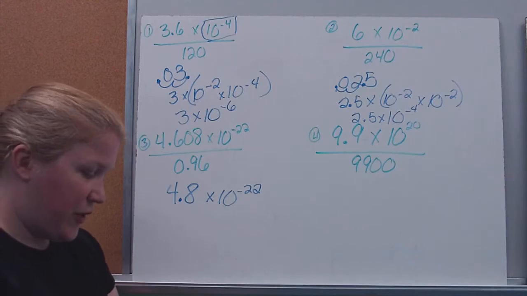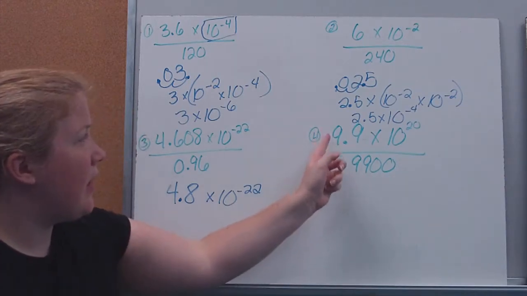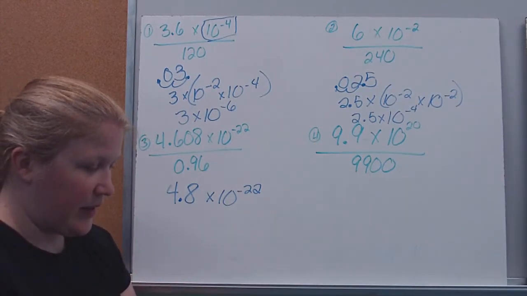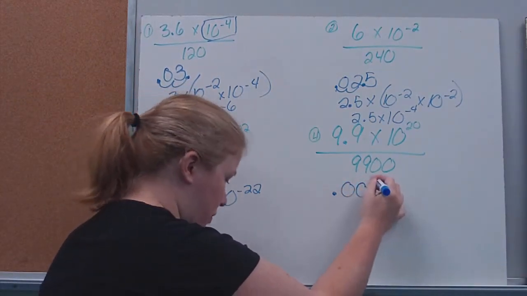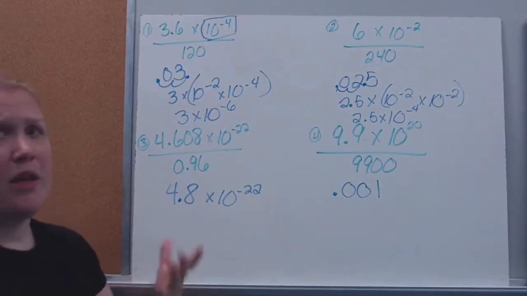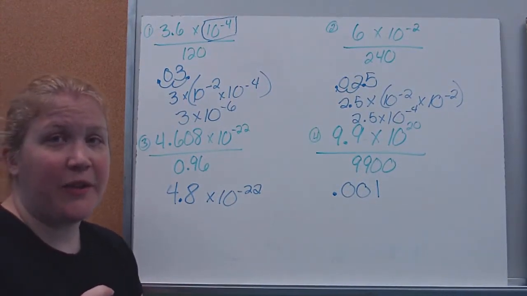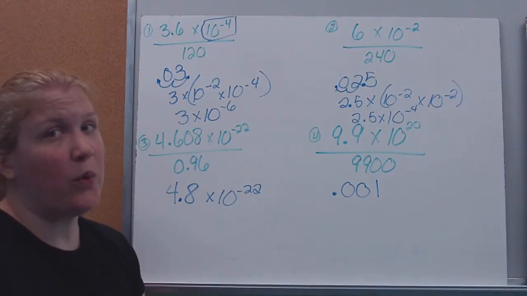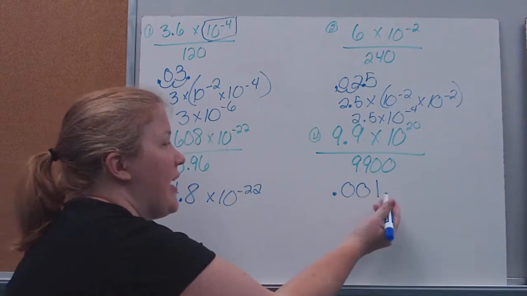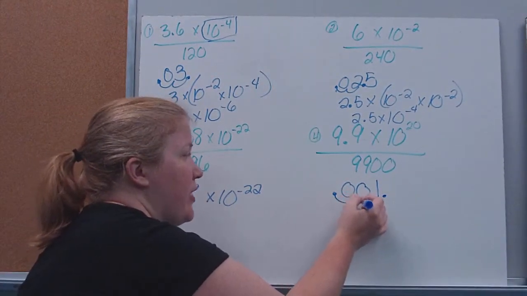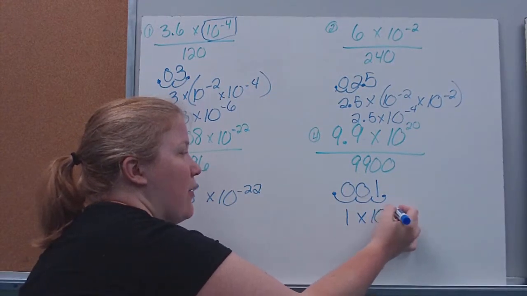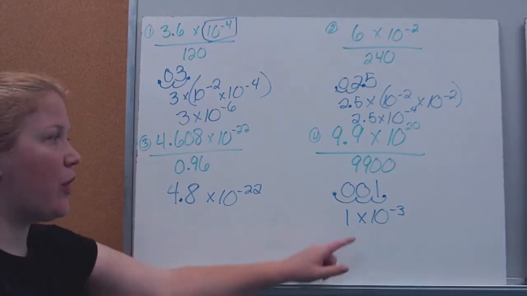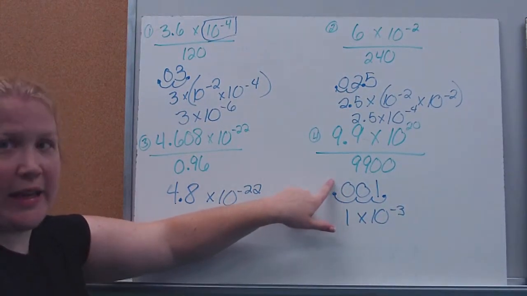Again, let's look at our first two numbers. I've got 9.9. I want to divide it by 9,900, which gives me 0.001. So remember, in scientific notation, our first number can be equal to or greater than 1. So in this case, it's going to become equal to 1. 1, 2, 3. I had to move it 3 places. So it's 1 times 10 to the negative third. Why negative? Because the 1 is getting smaller.